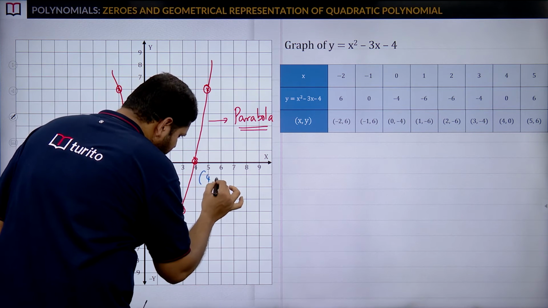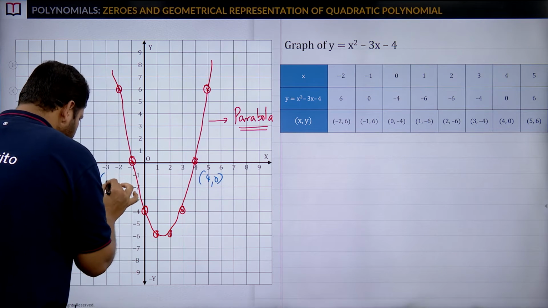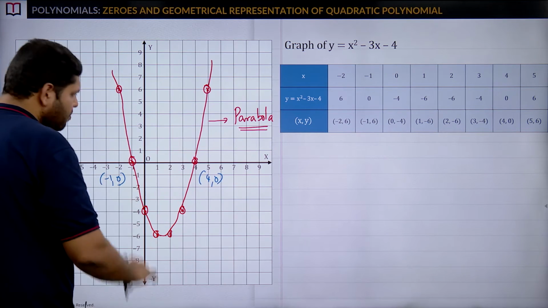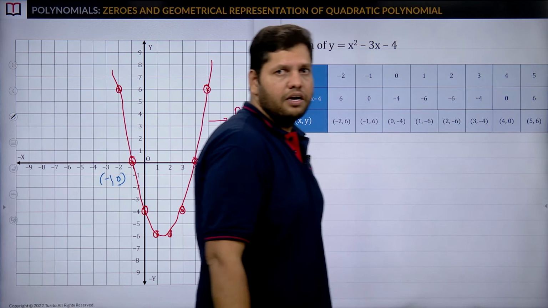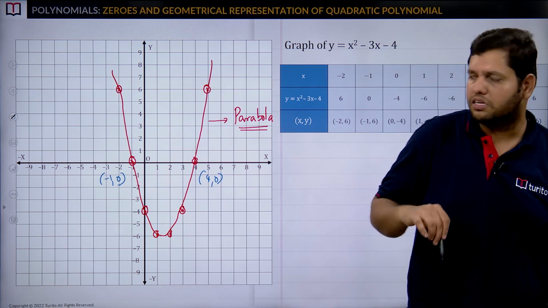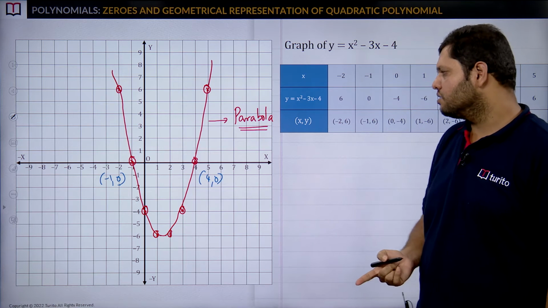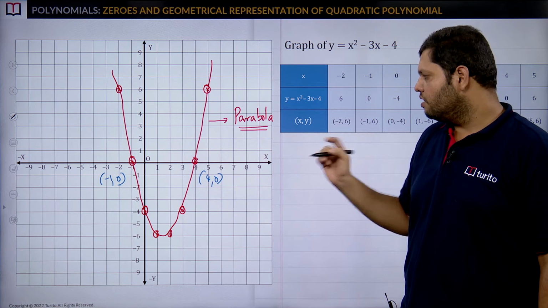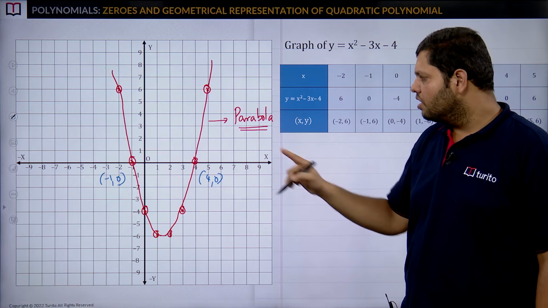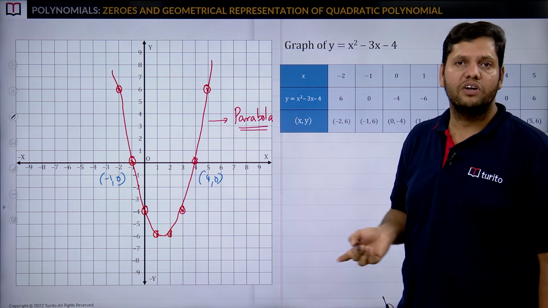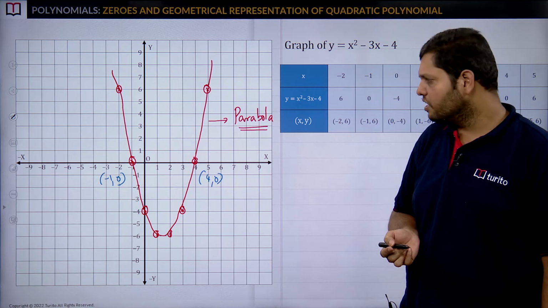One point is 4 comma 0. Another point is minus 1 comma 0, isn't it? It is intersecting the x-axis at exactly 2 distinct points, children. One point is 4 comma 0. Another point is minus 1 comma 0. Are you getting my point?